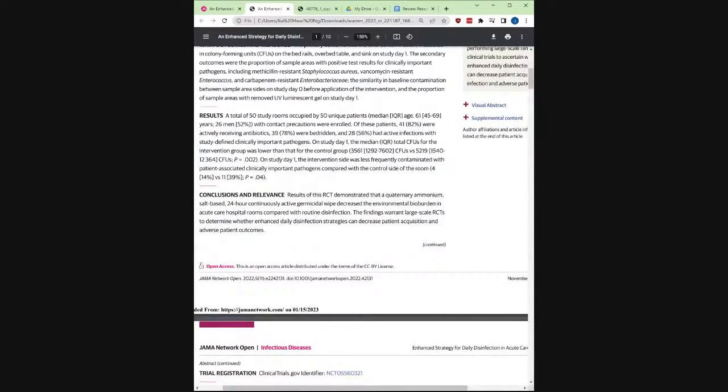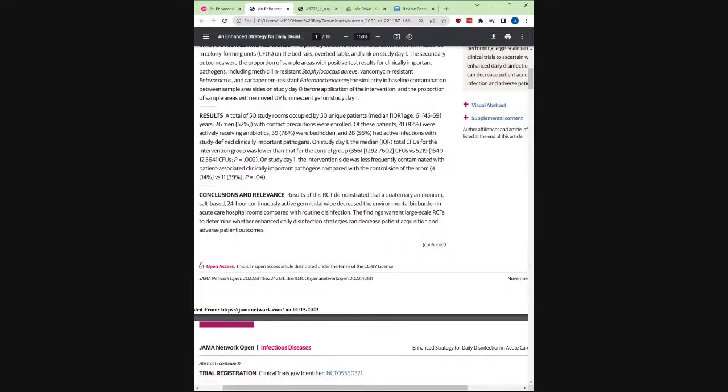Okay, now the results. So they had a total of 50 study rooms and 50 unique patients. So 50 patients, age 61, 26 men, it looks like half, with contact precautions enrolled. 82% were actively receiving antibiotics. 78% were bedridden. Interesting. So that means a lot of them are not really moving around. They're probably sitting in bed for a long time. And 56% had active infections with study-defined clinically important pathogens.